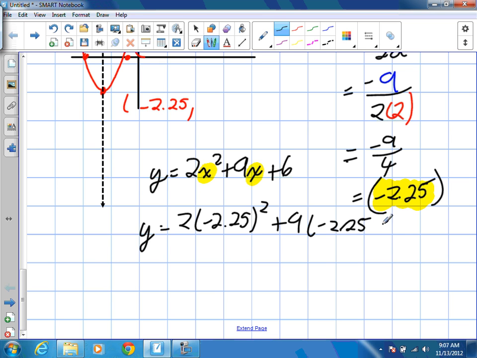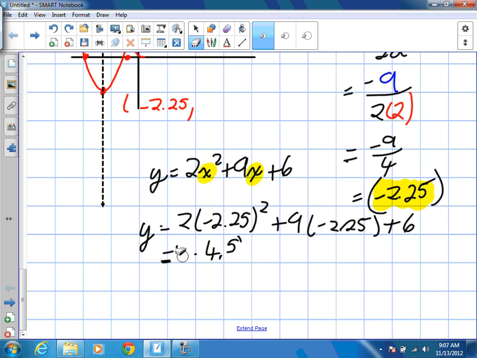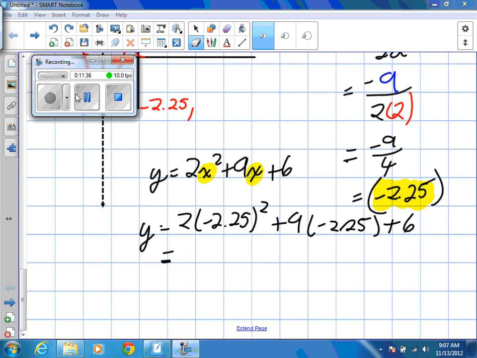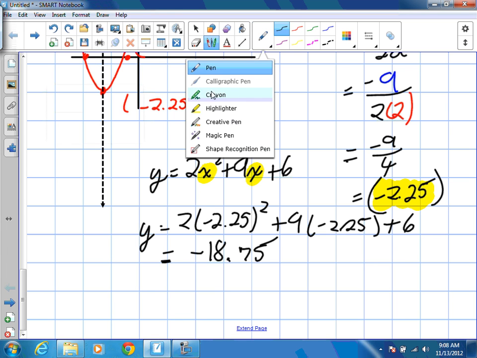Did they give me an answer here in the book? Not really. Anyone know what that's going to be? Negative 4.5? Oh, you did this one step. Okay. Who can do everything in one shot for me? What'd you get? So we end up with an answer, our y value being negative 18.75, which is logical.